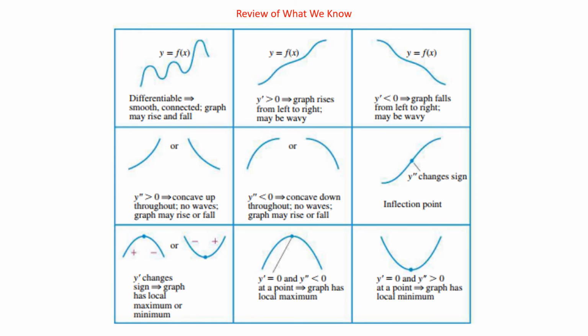And then a quick review of what we probably know. Things that are differentiable are smooth and connected, so they're continuous. The graph may go up and down. If the first derivative is positive, the graph rises. If the first derivative is negative, the graph goes down, right? Slopes positive, slopes negative. The second derivative, positive, is concave up. Looks like those. Second derivative negative is concave down. Has kind of that shape.